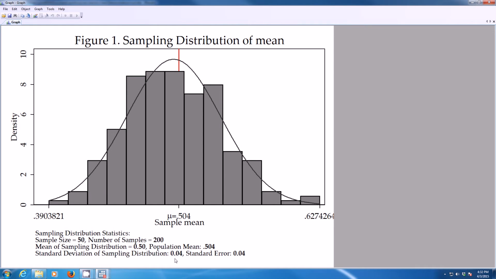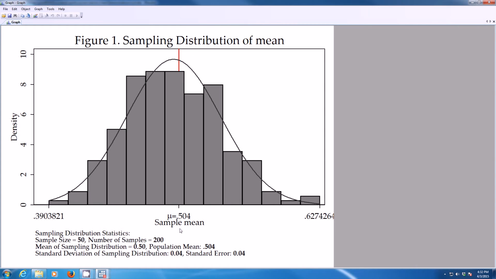But notice here that the standard deviation again is getting smaller. So what's going on here? Well, we can generalize by saying that as we increase the size of each sample, the amount of variation in the sampling distribution is going to go down. That is, more of the sample means are going to be clustered around the value of the true population parameter.